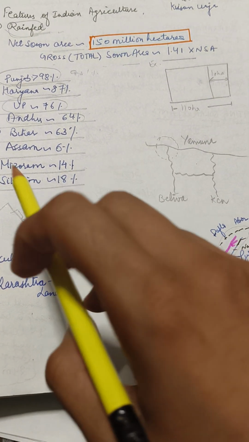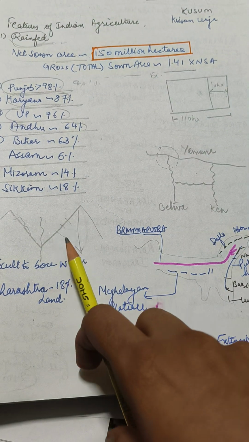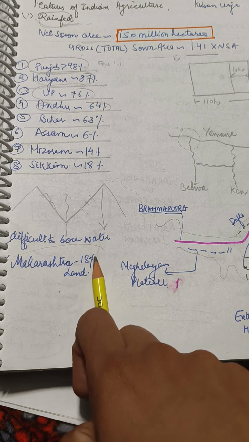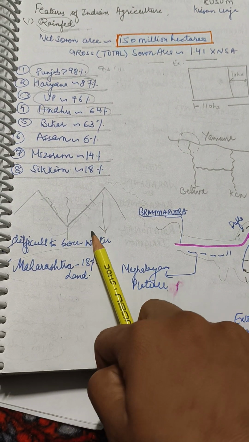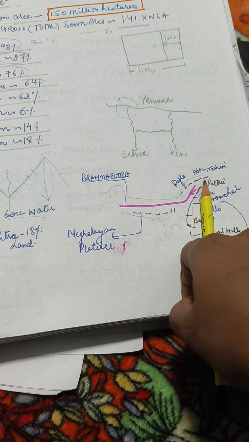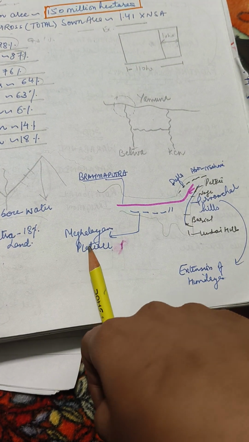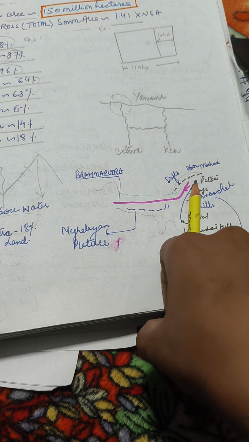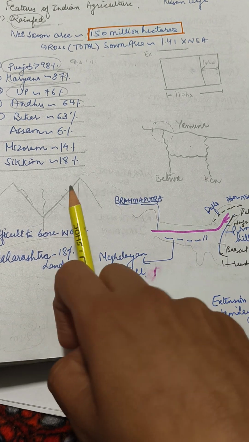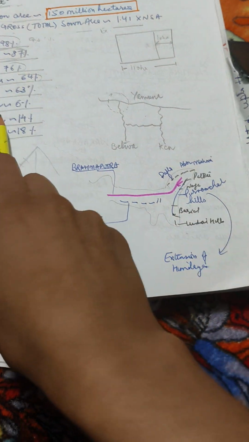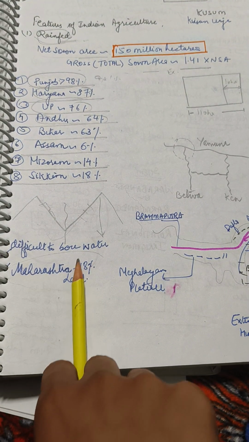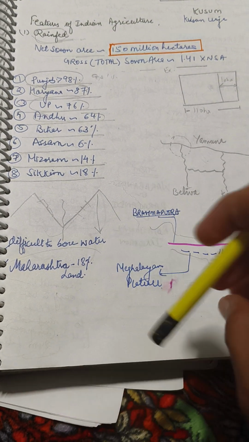Now, in some areas there is a very difficult zone where water is not available, especially in the Brahmaputra region, where we find different kinds of hilly areas, and that is the extension of the Himalayas also seen here. So there is less agriculture, that is Sikkim, Mizoram, Assam areas. There it is very difficult to bore water. Okay.